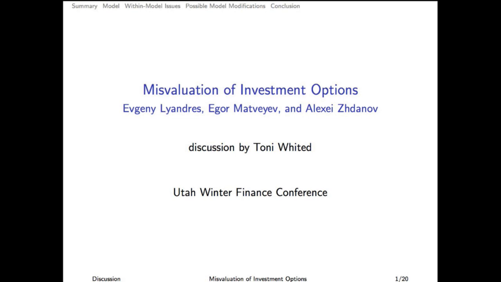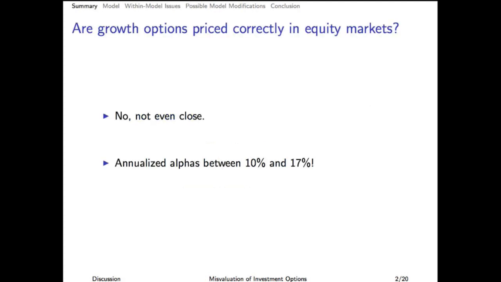Here I am again discussing another interesting paper. It is an interesting paper because it asks a really interesting question, which is, are growth options priced correctly in equity markets? And the answer is no, not even close. And they get these alphas that are annualized, between 10 and 17%.